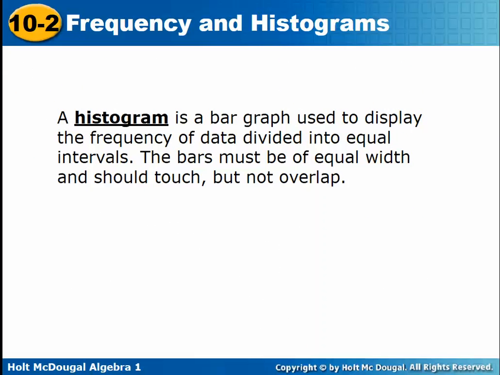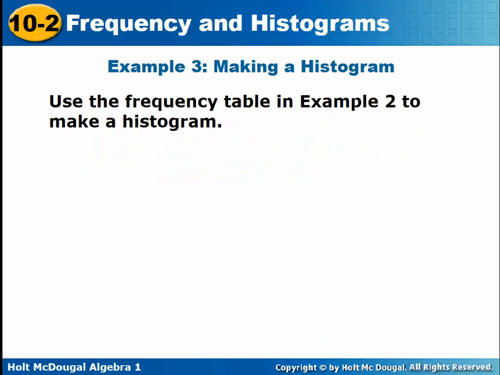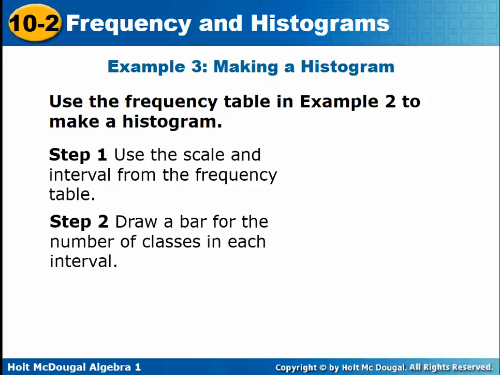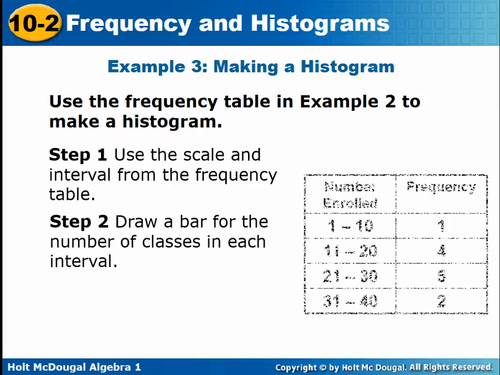Now we can use frequency tables to make a histogram. A histogram is a bar graph used to display the frequency of data. The vertical axis on a histogram is always frequency. The bars are of equal width and they have to touch. If there is a frequency of 0, then you just leave a space there. So we're going to use the frequency table in the example we already did to make a histogram.